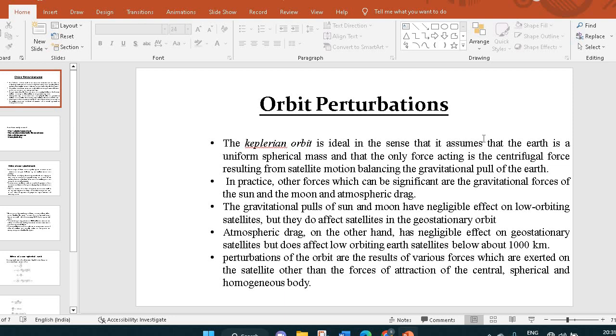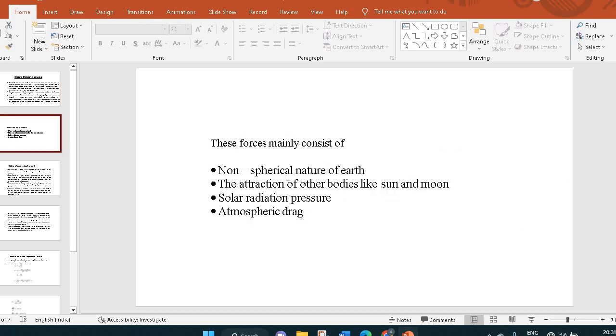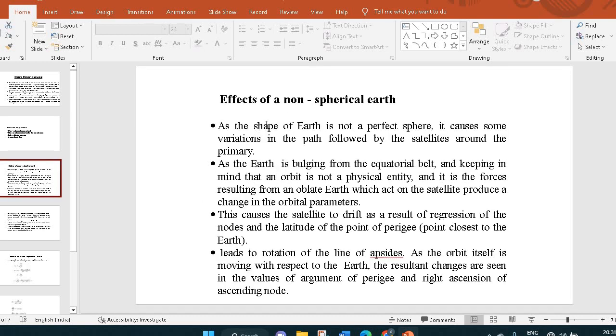other than the forces of attraction of the central, spherical and homogeneous body. These forces mainly consist of the non-spherical nature of Earth, the attraction of other bodies like Sun and Moon, solar radiation pressure, and atmospheric drag. First one is effects of a non-spherical Earth.